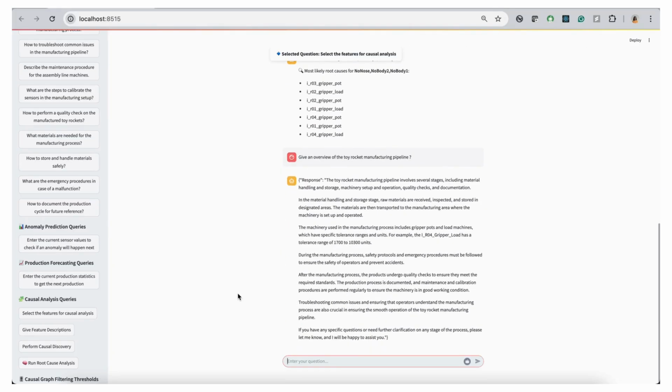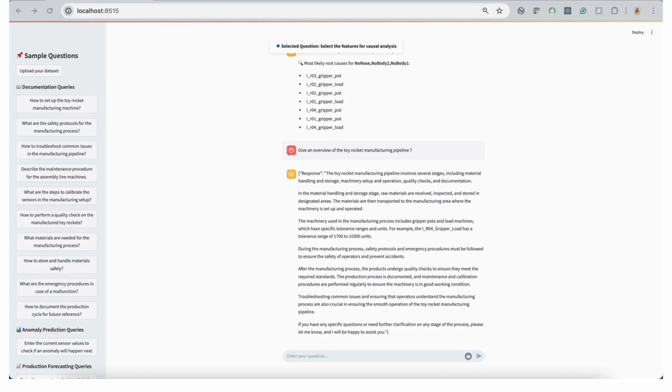But PredictX doesn't stop there. It also gives a high-level overview of the rocket manufacturing pipeline, helping you trace issues to their origin.